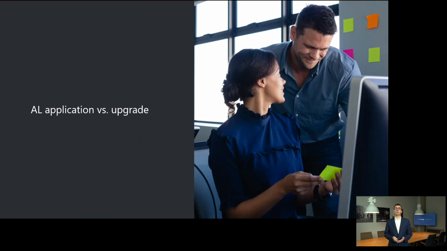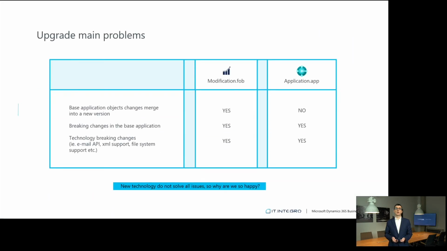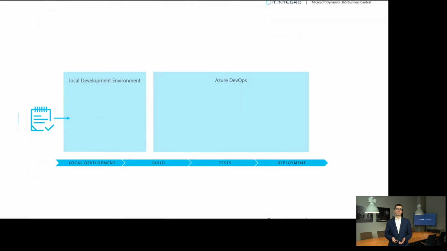So, how will our application behave during an upgrade? As I mentioned before, we've been developing AL applications for some time. We know that installation of the new version of the base application doesn't require objects merge. Unfortunately, as practice shows, other problems remain. First, the new base app version may contain so-called breaking changes, which means that the elements of the base application that our application uses are changed or even removed. This applies to both functional elements and technology. An example is the change in the files handling process and AL commands. So, how to deal with these types of problems?